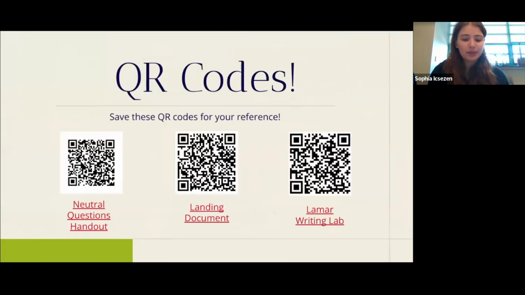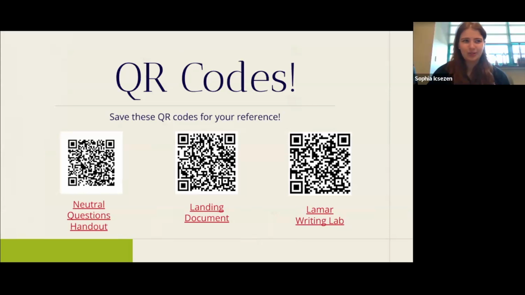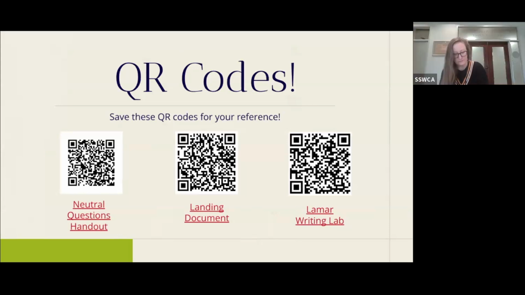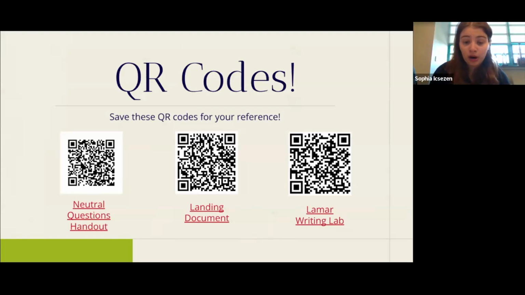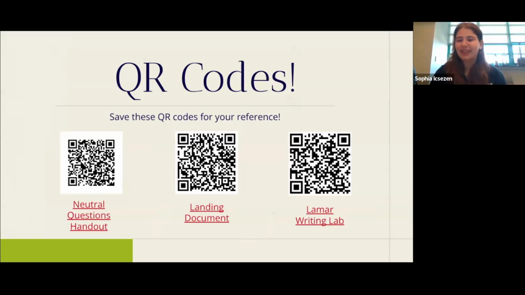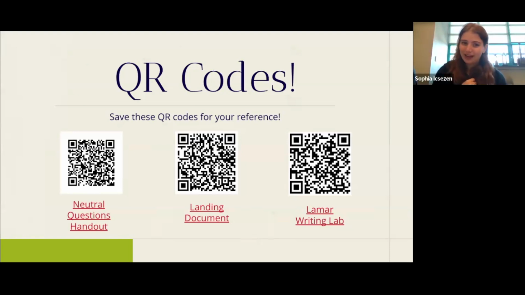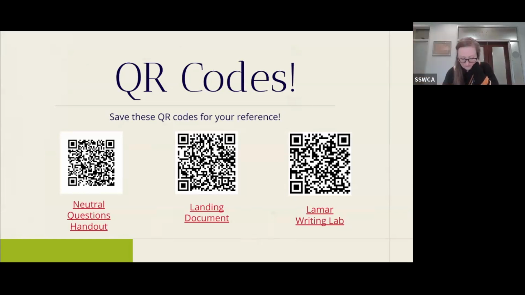So these QR codes you see on your screen lead to documents that are intended to help guide y'all through our presentation. This first document is our neutral questions handout. Through our neutral questions section, please feel free to scan the QR code or click the link, and you'll be able to access this handout. Our landing document is in the center, which leads to a link to our presentation and our various sources and other information in case y'all are interested in learning more. And this last QR code is to our Writing Lab website, so if y'all want to learn more about us, please feel free to click that.